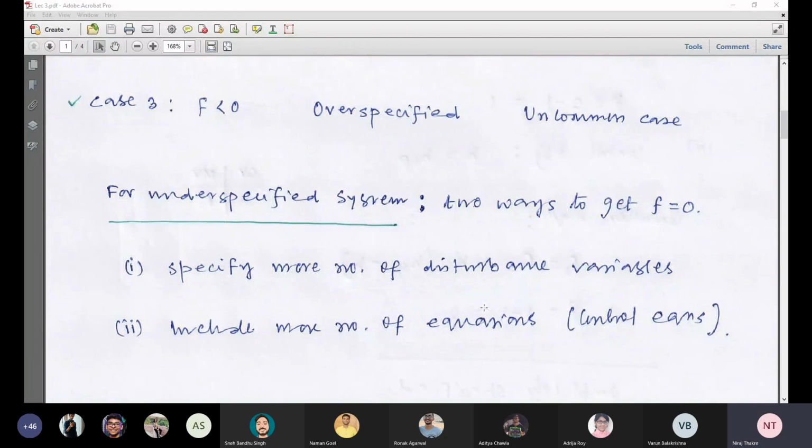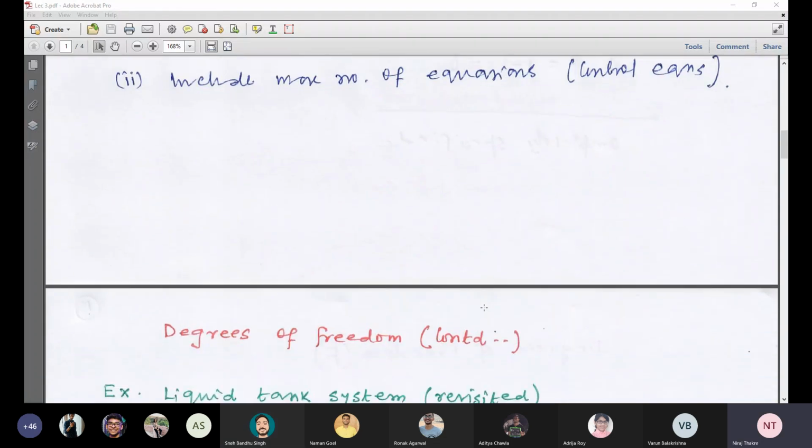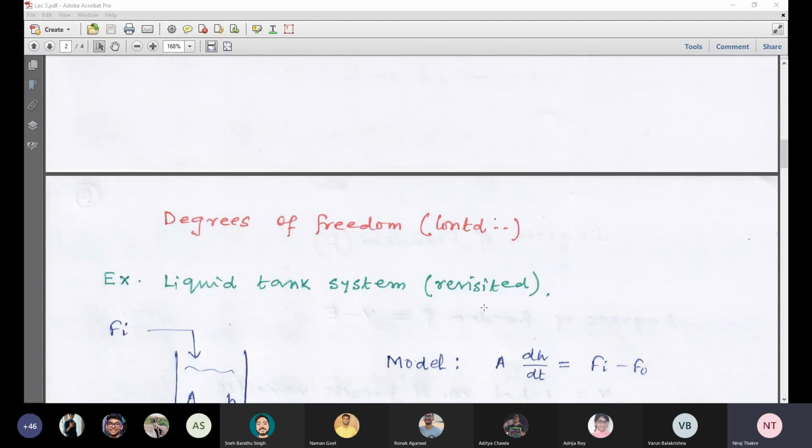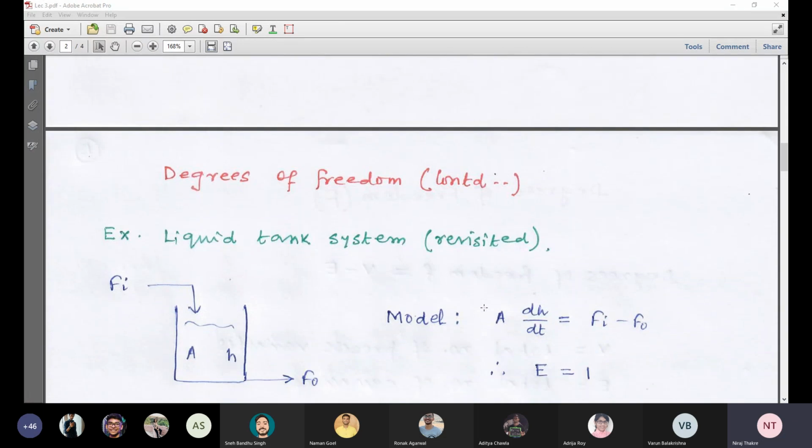Is this clear? Yes, okay. Let us discuss this issue with an example system. We'll continue this example system. You draw this schematic, then we'll discuss the degrees of freedom for this process.